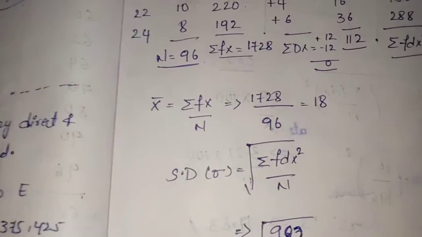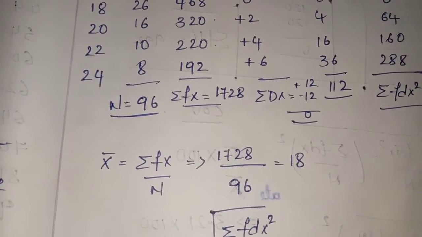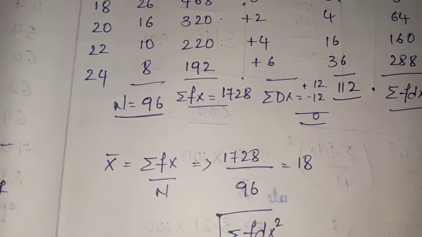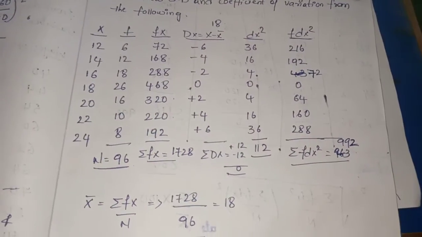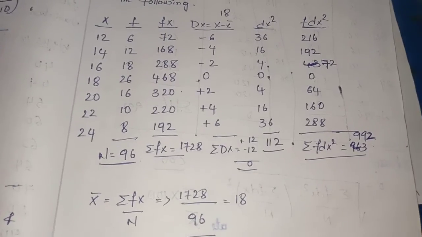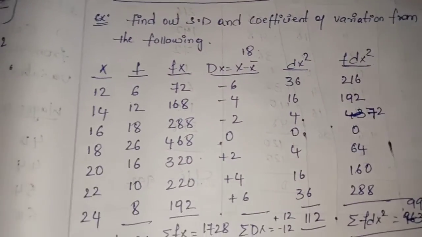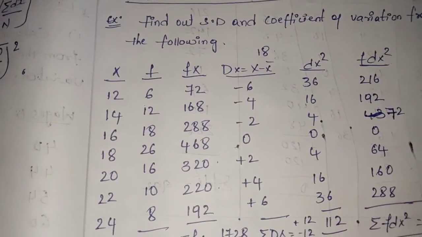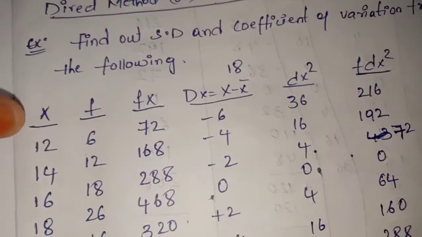We have to substitute these values, and the formula is x bar equal to summation fx by n. So summation fx total 1728 divided by f values, n, 96, equal to 18. Now we have to find out dx values. dx equal to x minus x bar. So here we got x bar value is 18 and x value is 12.